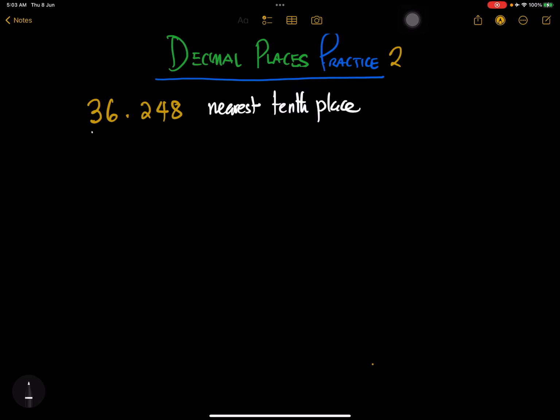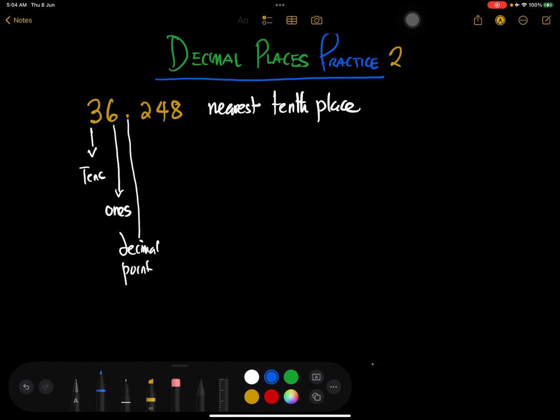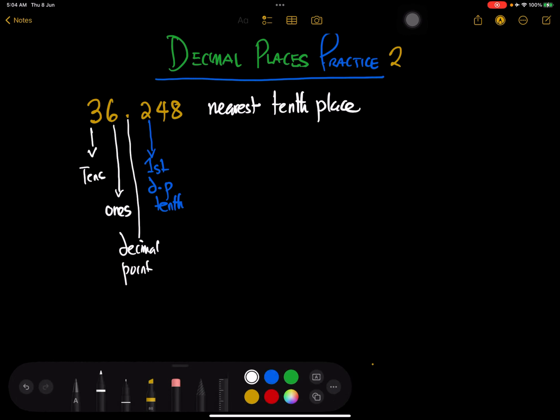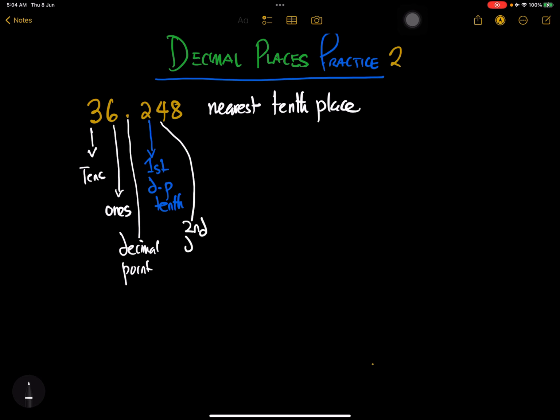I don't want you to be confused, but you see this number here. This is the tens column. This is also the ones column, right? And because there's a decimal point, the number right after it becomes the first decimal place, which is the same as the tenth. The nearest tenth. And this one here is the second decimal place, also known as the hundredths.